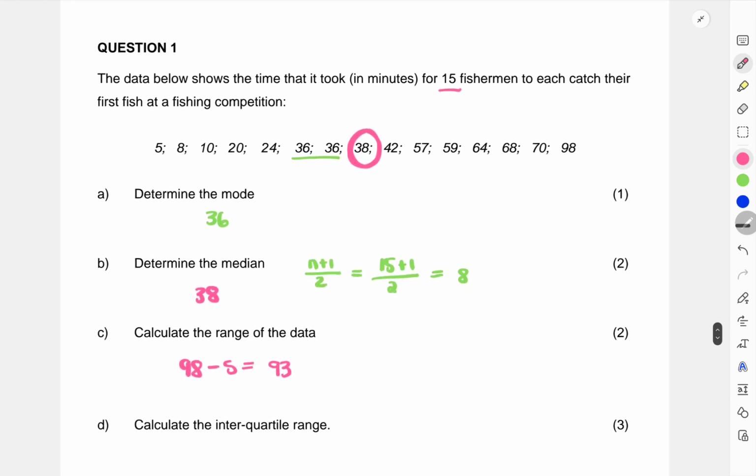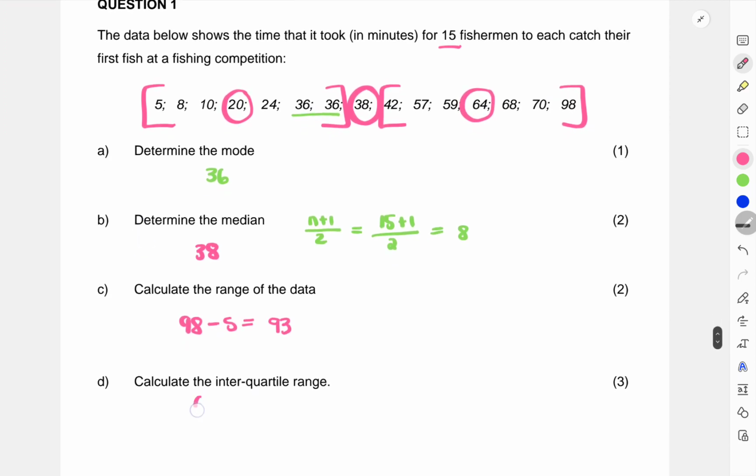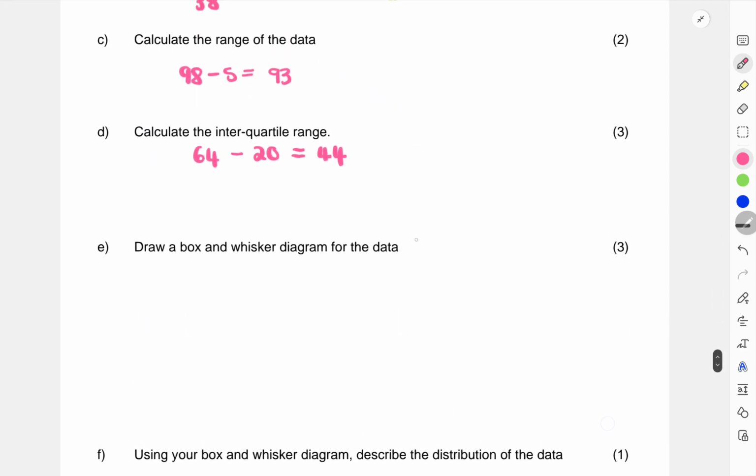And then the interquartile range, again, if you divide the data up into 2 parts, you get 1, 2, 3, 4 and 1, 2, 3 on each side. Then the interquartile range is your upper quartile minus your lower quartile, which gives you 44. Okay, and then they say draw a box and whisker diagram.